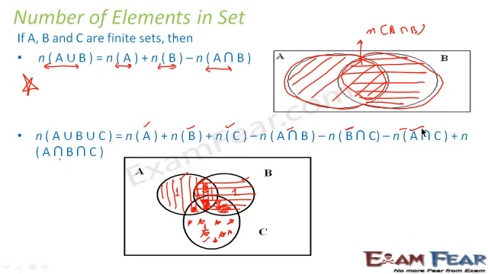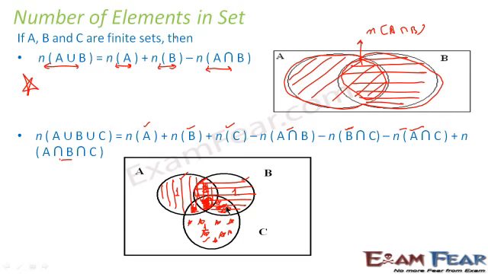Now when I say A intersection C, this area also goes from 2 to 1, and this area goes from 1 to 0. What we have done till now is we have added all this once, but this is never counted. So we'll add this once, and that's how we got the formula. We have to count all the elements only once.